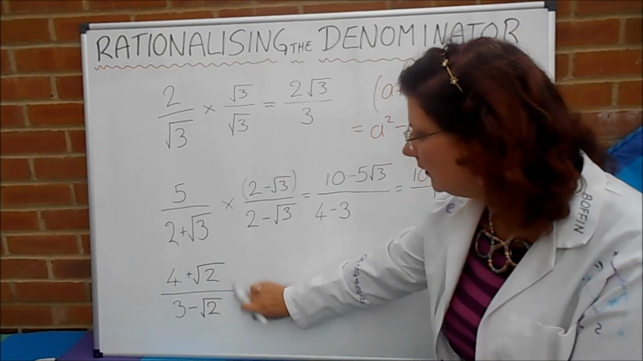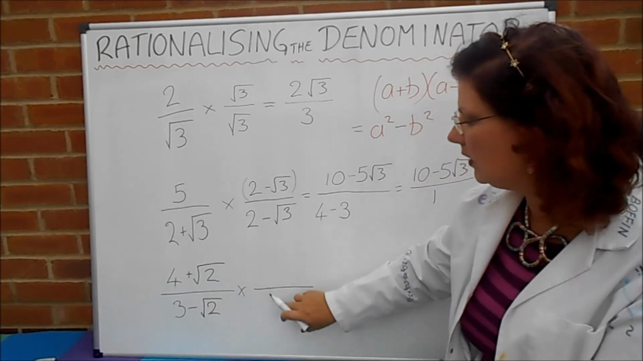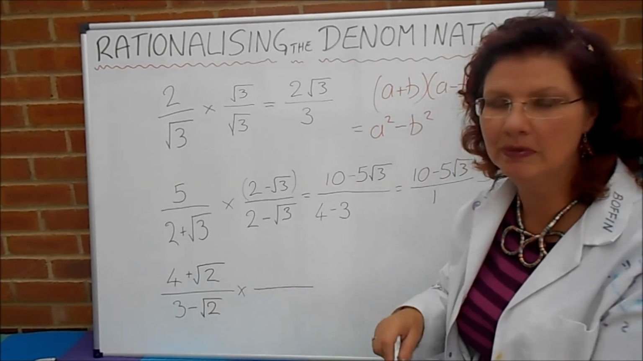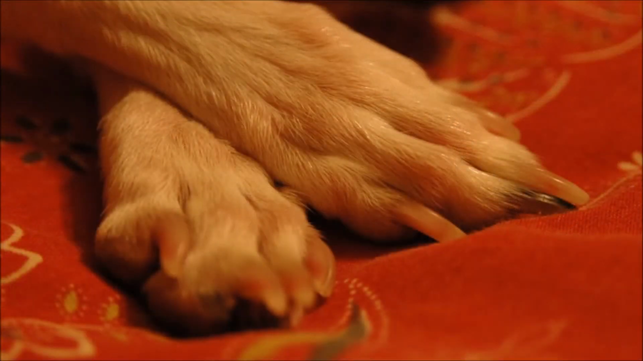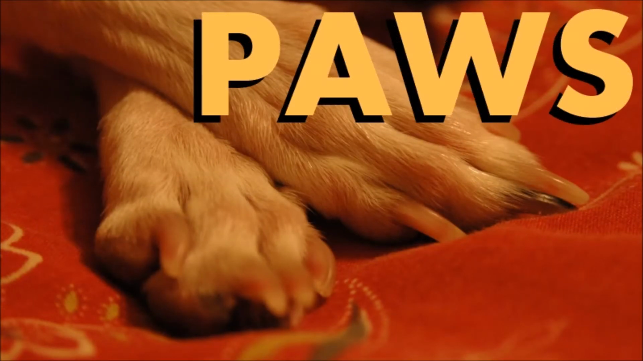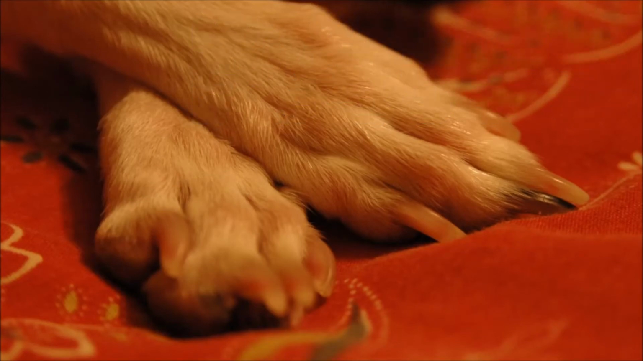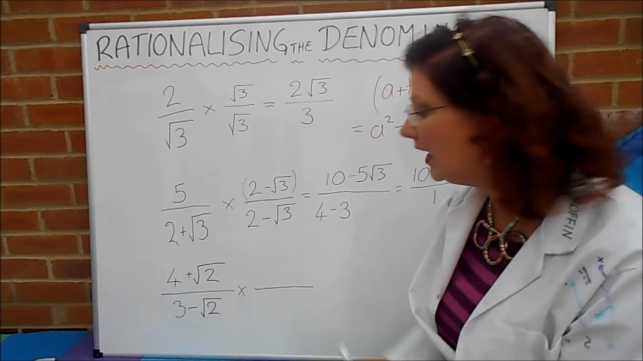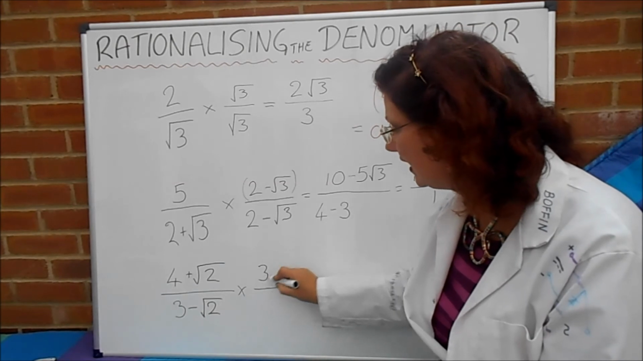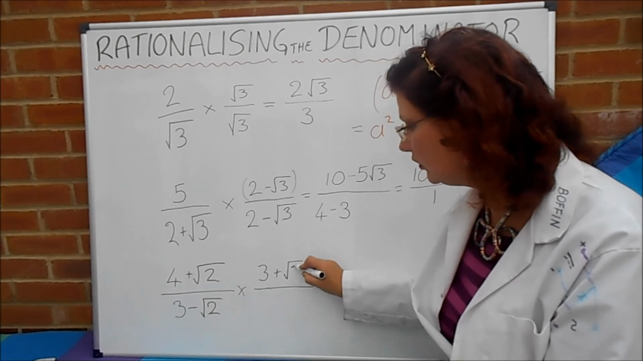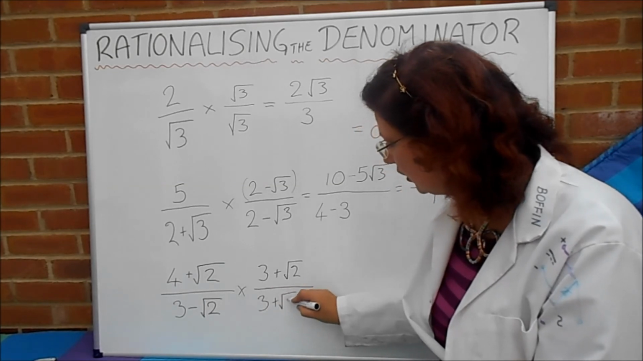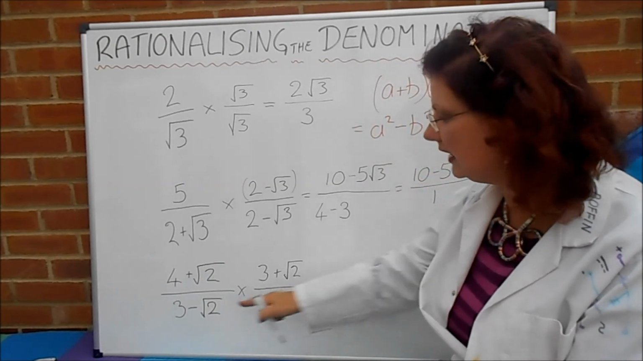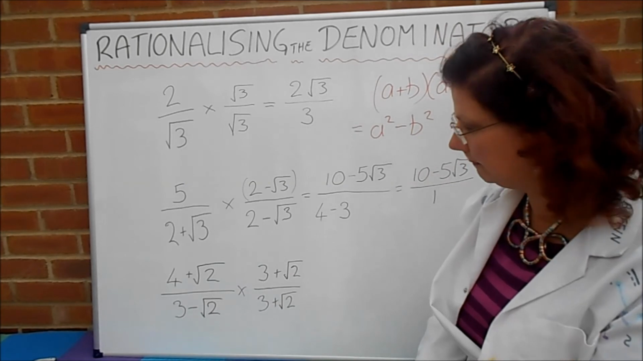So, first thing I'd like you to do is pause the video and tell me what I'm going to multiply top and bottom by. So, pause the video and do that now, please. Right, we should be multiplying by 3 plus root 2 on the top and on the bottom. We've chosen 3 plus root 2 because it's exactly the same as that, just with a different sign.